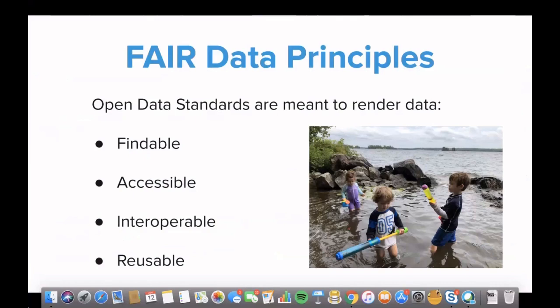So that's where open data standards come in. They were almost invented or brought to light as soon as the open data movement started, so they were hand in hand, open data standards and open data. Open data standards are meant to render data findable, accessible, interoperable, and reusable. Some of you might have heard of F.A.I.R data. That's where it comes from. It's about open data standards: findable, accessible, interoperable, reusable. That's with the aim of enhancing the integrity and reproducibility of data and accelerating scientific discovery. Those are the F.A.I.R data principles.